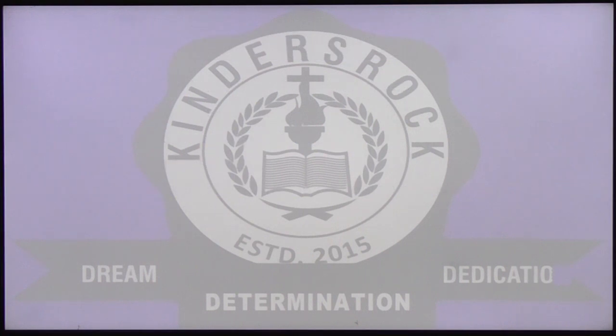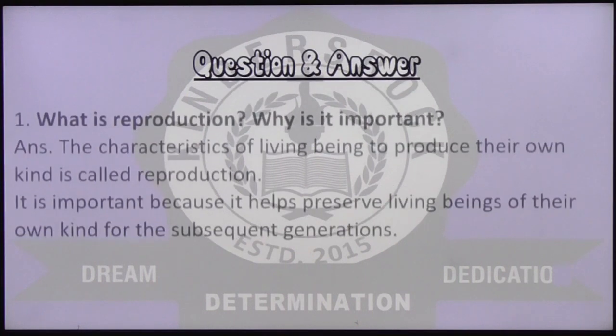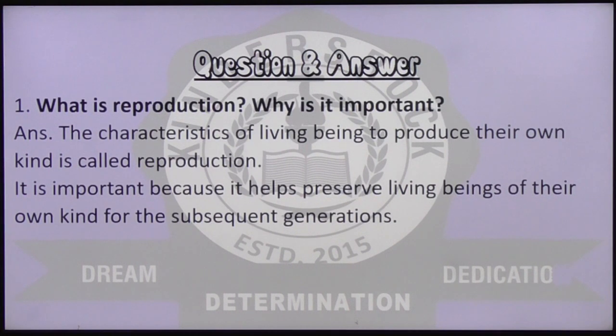Now let us look at the question and answers. First question is, what is reproduction? Why is it important? The answer is, the characteristic of living beings to produce their own kind is called reproduction. Remember, the characteristic of living beings to produce their own kind is called reproduction. It is important because it helps preserve living beings of their own kind for the subsequent generations. Always remember that, okay?